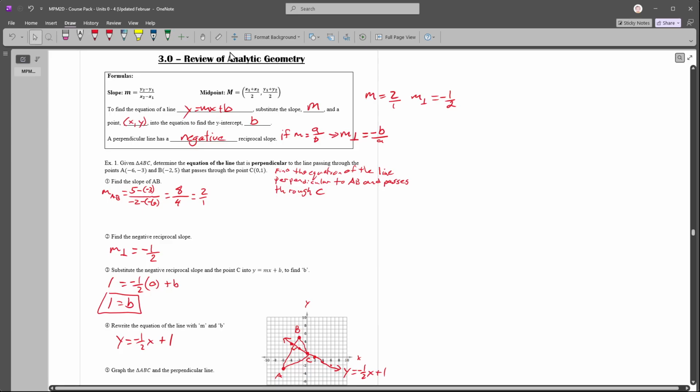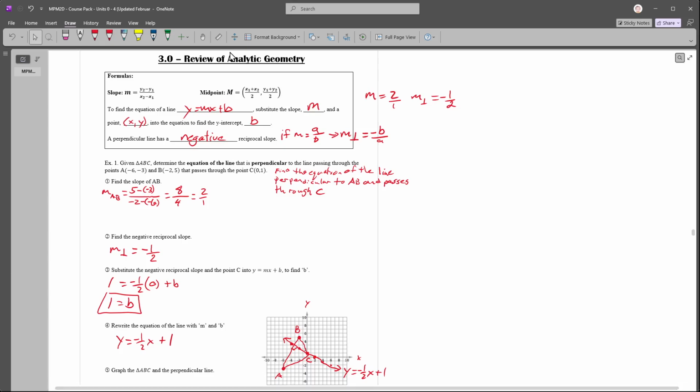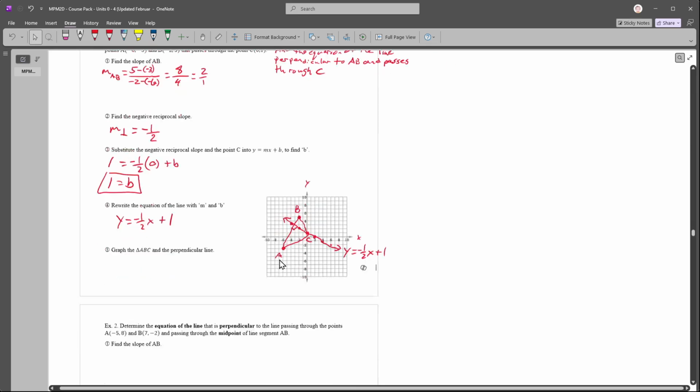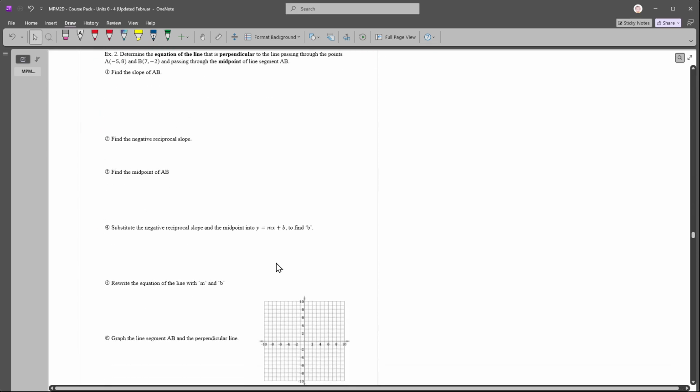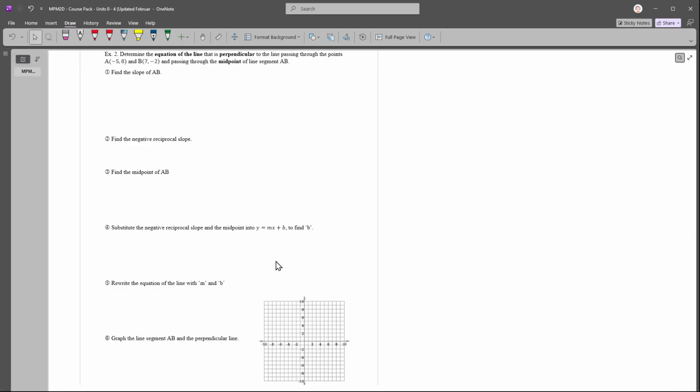Okay, so that's the start of our review. Let's keep going. We're not done yet. We're just kind of ticking away here. So let's scroll down to example number 2. So example number 2 is a similar idea. We got a whole bunch of different steps. We'll see if we can get it all done here.